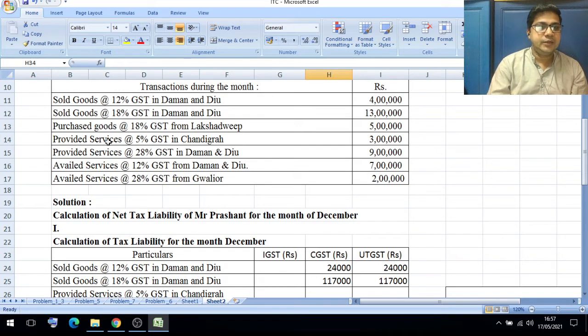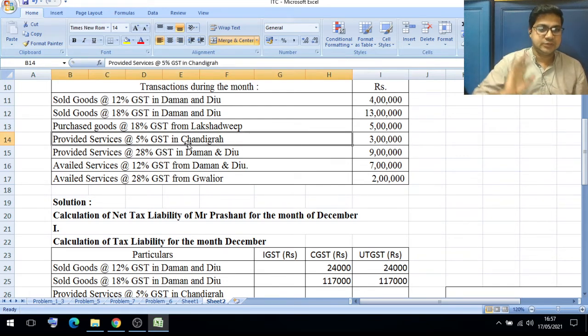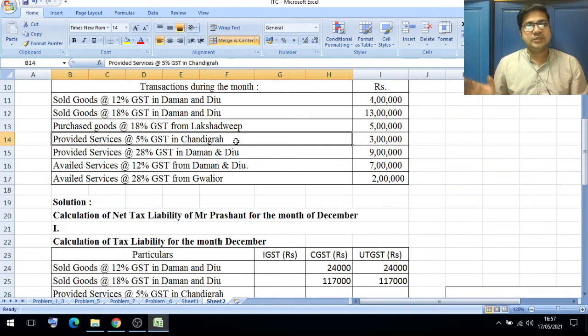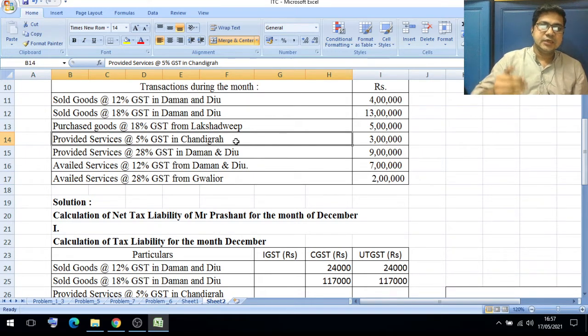Next transaction, provided services. Now Prashant has provided services at the rate of 5% GST in Chandigarh, rupees 3 lakhs. Provided services means sale of services. Where did they sell? In Chandigarh. Now Chandigarh is a city belonging to Punjab, and Prashant is a registered dealer in Daman and Diu. It means he is providing services from a Union Territory to a state.